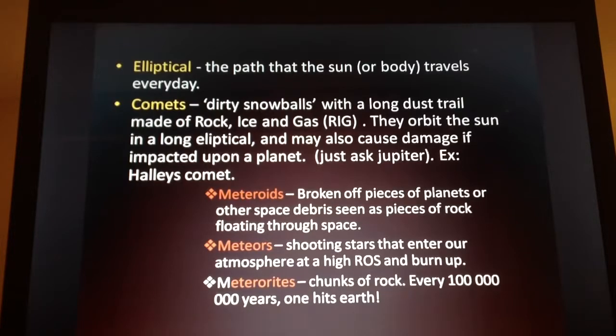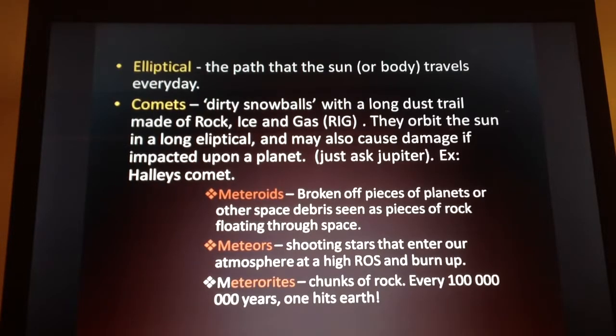An elliptical is the path that a sun or any planet or anything travels every day. So comets have an elliptical, and they orbit the sun in a long elliptical, and they may cause damage if they impact a planet. They look like dirty snowballs with a long dust trail made of rock, ice, and gas. So when you're thinking of comets, think of RIG for rock, ice, and gas. An example would be Halley's Comet, and Jupiter has had very small comets impact it and has giant craters left on it because of it.